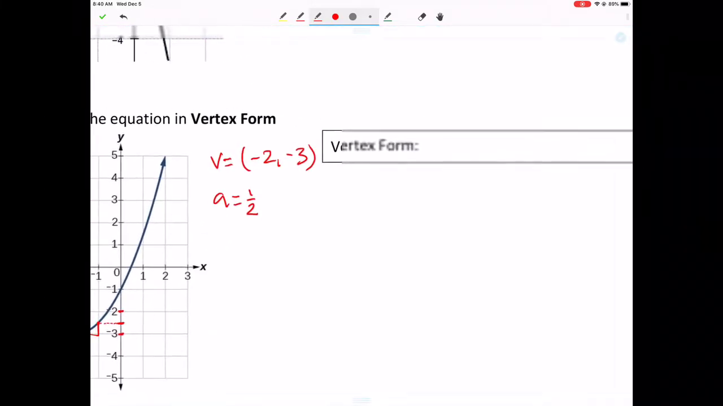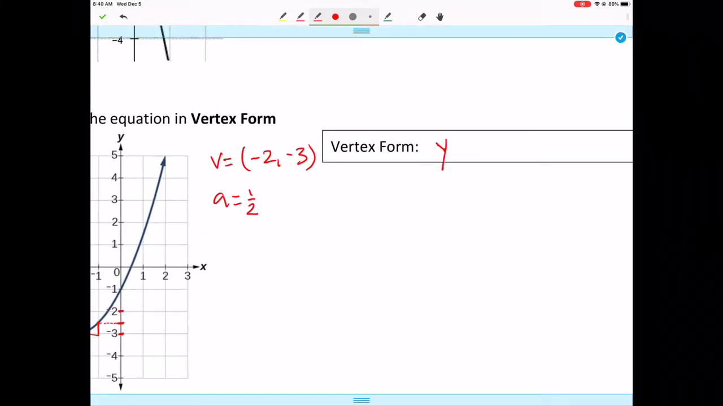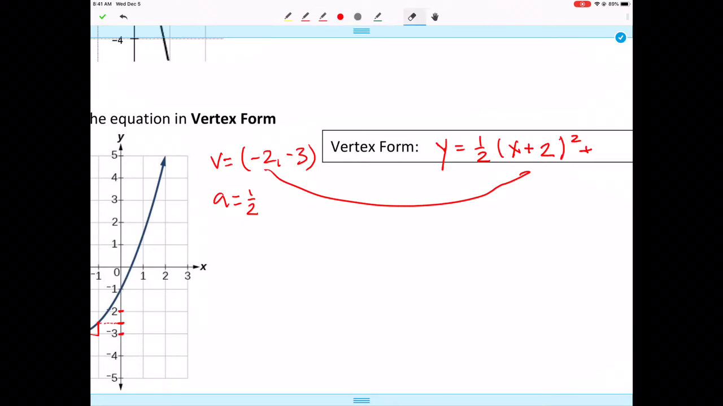All right. Once you have that, you just write it in vertex form. Y equals 1/2 times x minus, and the equation's like that, plus, okay? But since we have a negative 2 in here, that's going to change it to be a plus 2. And then we're adding that to a negative 3, so it's negative 3.